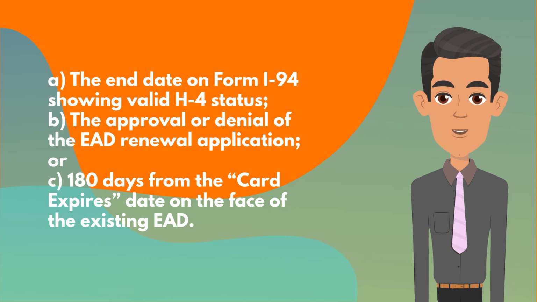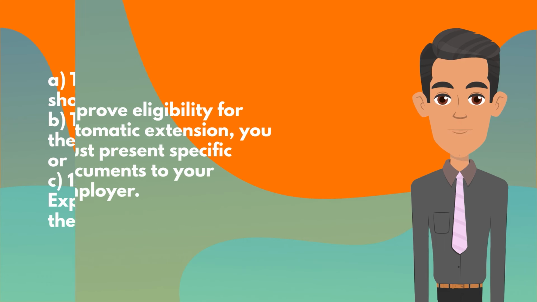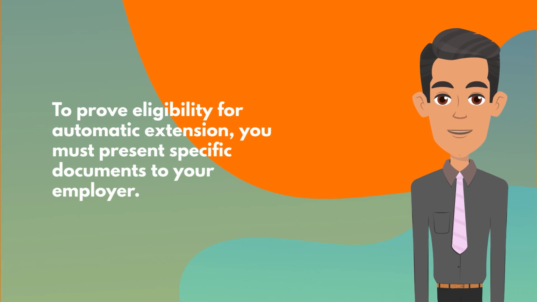A. The end date on Form I-94 showing valid H-4 status. B. The approval or denial of the EAD renewal application, or C. 180 days from the card expires date on the face of the existing EAD. To prove eligibility for automatic extension, you must present specific documents to your employer.